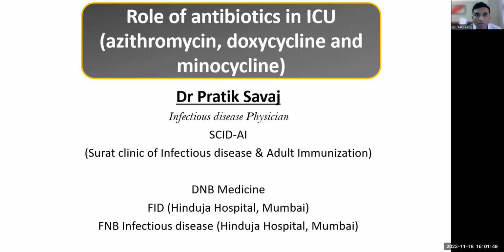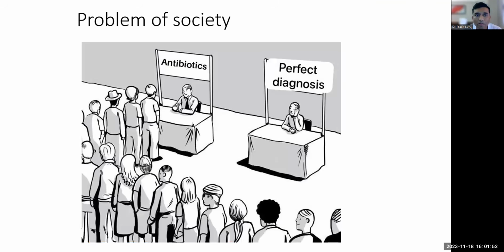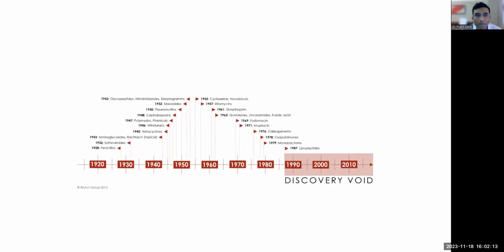Let me start by saying that this is the problem of society: everybody wants an antibiotic, nobody wants a perfect diagnosis. So whenever we talk about antibiotics, we should understand the pathology, the microorganism, the PK/PD parameters, and the harm created by giving antibiotics. We all know that antibiotic discovery was good between 1920 and 1999, and after that there was a decline in newer molecules.